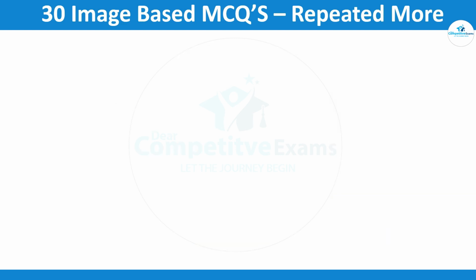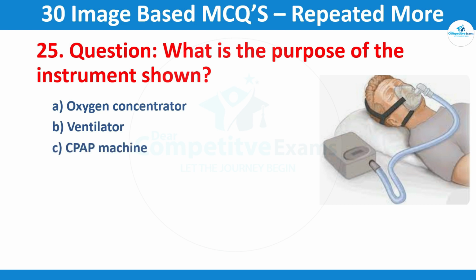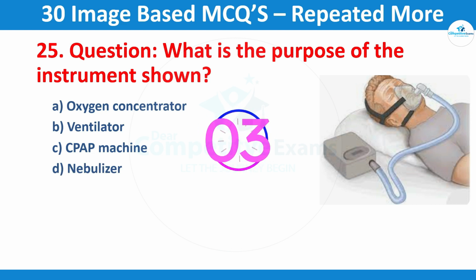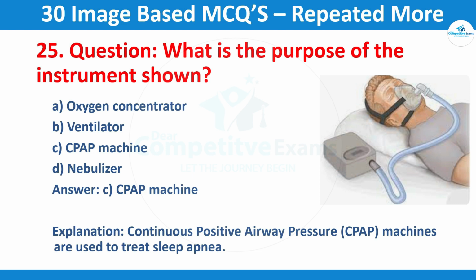Question number 25. What is the purpose of the instrument shown below? Options: oxygen concentrator, ventilator, CPAP machine, or nebulizer. The correct answer is CPAP machine. CPAP stands for continuous positive airway pressure. These machines are used to treat sleep apnea.